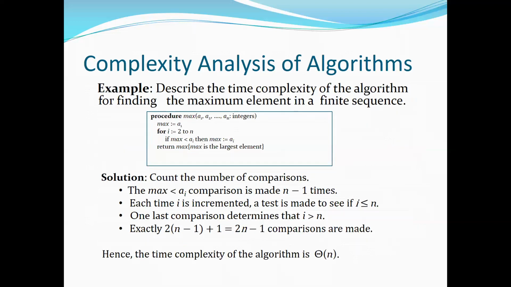If you remember the algorithm that we discussed earlier, it is the algorithm to find the maximum number from a given list. This is the pseudocode that we have already seen in the previous videos.